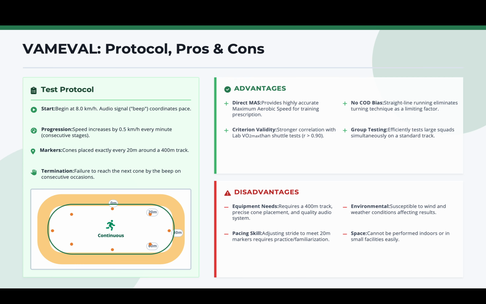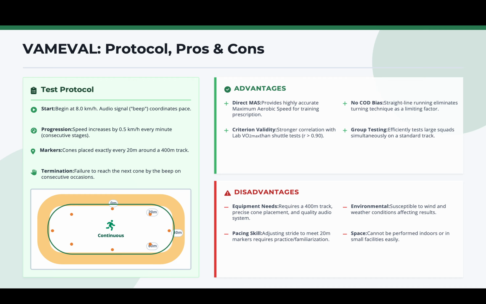Advantages: direct MAS provides highly accurate maximal aerobic speed for training prescription, with stronger correlations with lab VO2 max than shuttle tests, no change-of-direction bias, and group testing efficiently tests large squads simultaneously on a standard track.